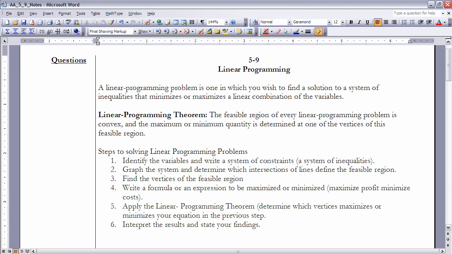If we want to minimize or maximize something, we can use the linear programming theorem. It says the following: the feasible region of every linear programming problem is a convex polygon in which the maximum and minimum quantity is determined at one of the vertices of this feasible region. It actually doesn't have to be a polygon, but a convex region. If we have a convex region, it will always be maximized or minimized at one of the vertex points. If you remember in 5.8, when we were looking at those regions and vertex points, the reason we found those vertex points is because of the linear programming theorem.